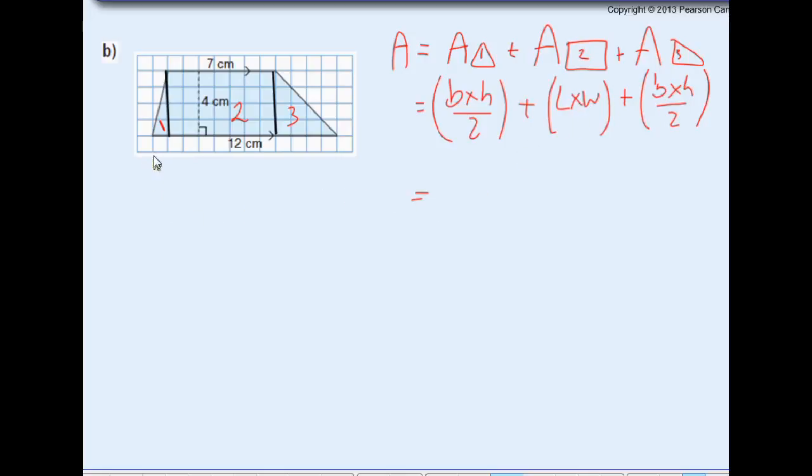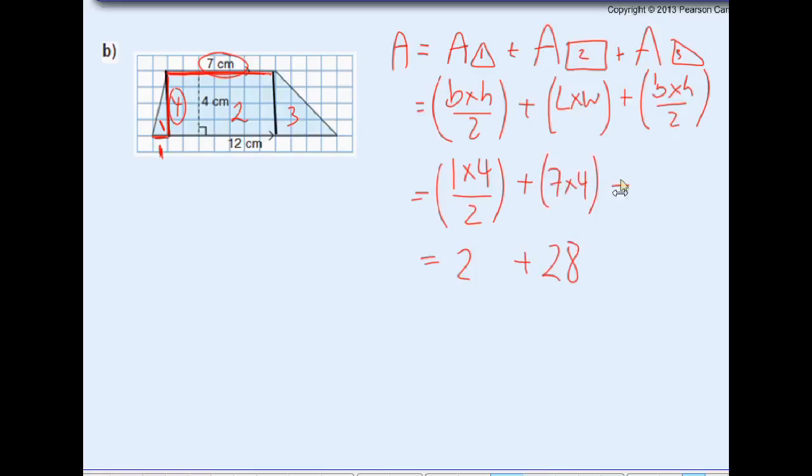So triangle number 1. Well, let's take a look here. What do we have in terms of sizes? This is 1, 2, 3, 4, 5, 6, 7. So we're counting squares here. So this side has to be 1. So that's a base of 1, and our height is 4 for triangle 1. So 1 times 4 divided by 2, which is going to be 2. Our length and width, we have a length of 7, and then the width, therefore, is 4. So we have 7 times 4. So plus 28 for our rectangle.